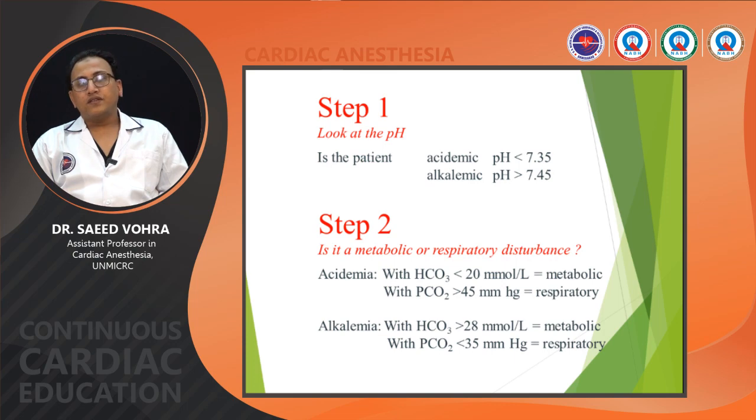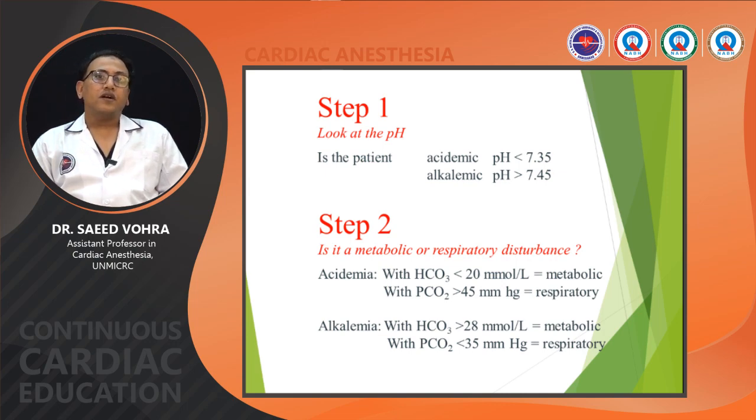Step 2 is to determine whether it is a metabolic or respiratory disturbance. If there is acidemia with bicarbonate less than 20 millimoles per liter, it is metabolic. If it is acidemia with PCO2 of more than 45 mmHg, then it is respiratory. If it is alkalemia, that is pH more than 7.45, with bicarbonate more than 28 millimoles per liter, it is metabolic alkalosis. And if pH is more than 7.45 with CO2 of less than 35 mmHg, then it is respiratory alkalosis.